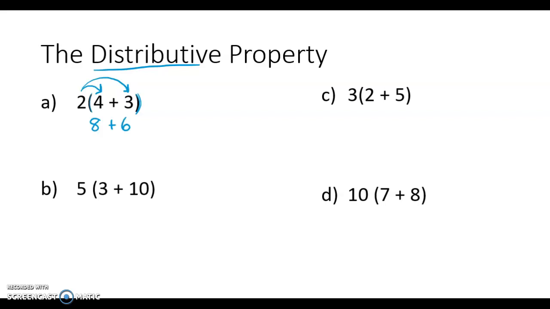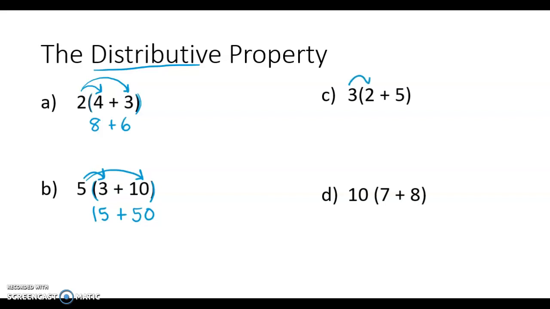Okay, let's do another one. Problem B, we're going to apply the distributive property. So these parentheses mean multiply. 5 times 3 is 15, plus 5 times 10 is 50. And we just leave it like that. You don't add them together. We're just applying the distributive property.